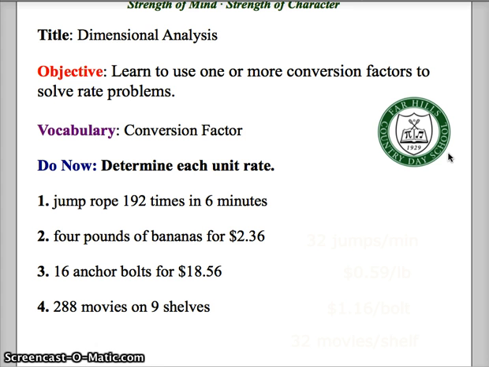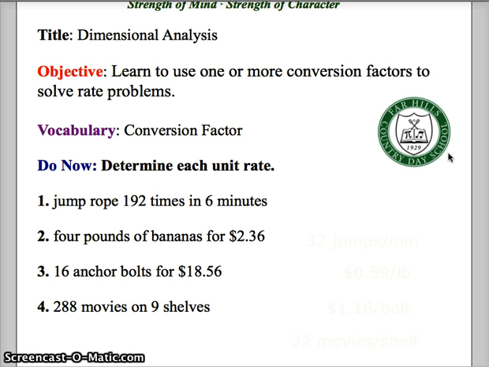As you remember from our prior lesson, a rate problem looks for things like density or the comparison between two different quantities. So pause for a moment and please complete the do now below. In this do now, you're going to be determining each unit rate. It's a great way to practice the skills we just learned.